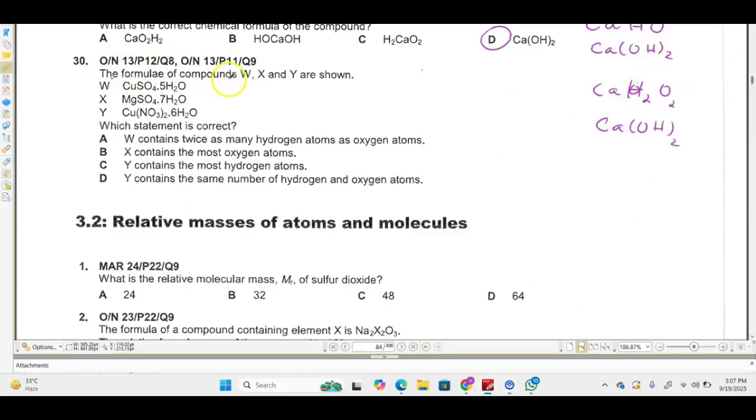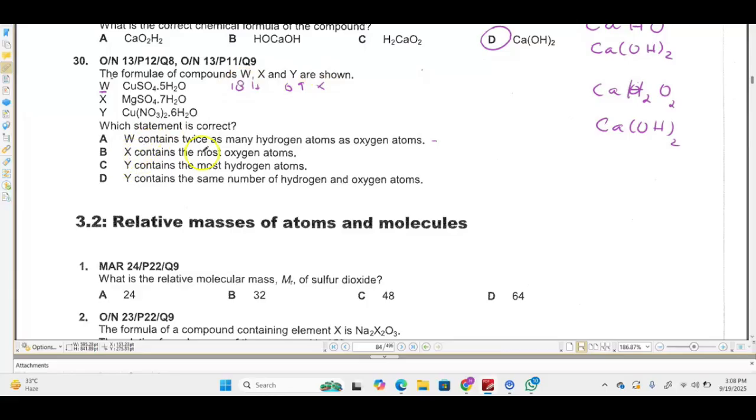The formulas of compounds W, X and Y are shown. Which statement is correct? W contains twice as many hydrogen atoms as oxygen atoms. Here is W, and hydrogen over here is 10 and oxygen over here is 5, 6, 7, 8, 9. So oxygen is 9. So W does not contain twice as many hydrogen atoms as oxygen atoms. If it was so, it should have been 18. Okay, so this is not correct.